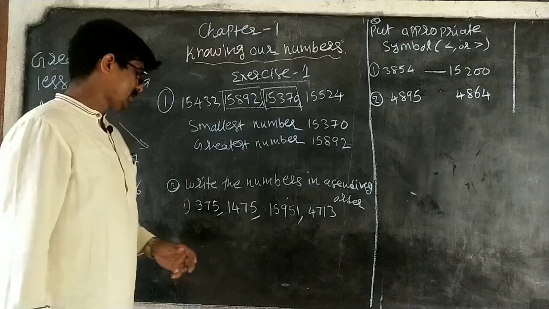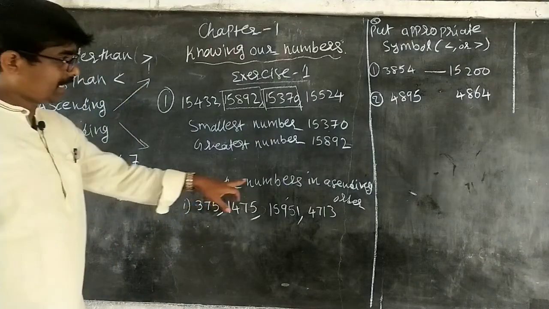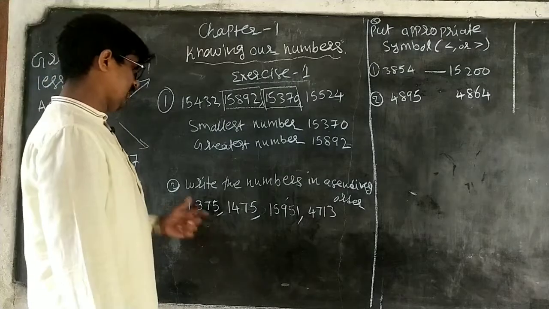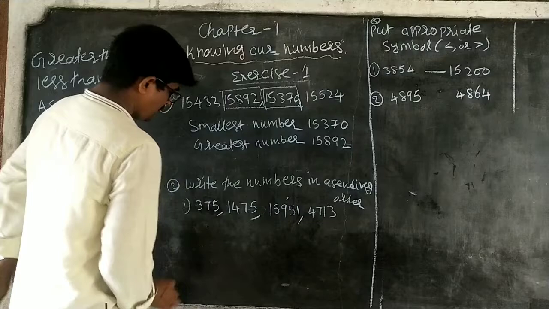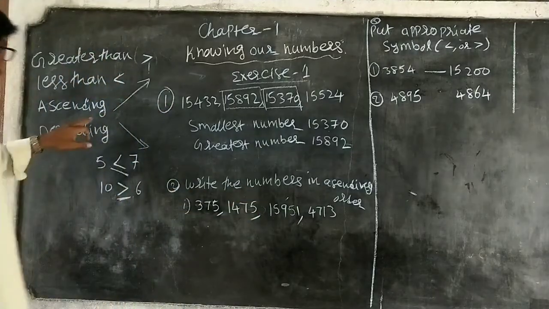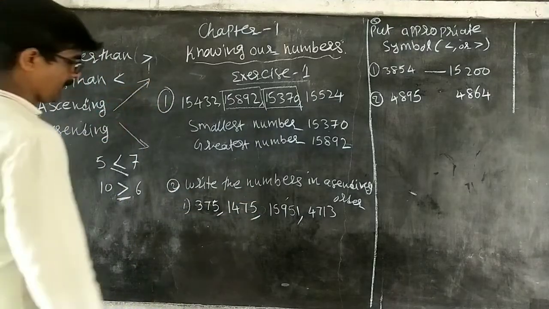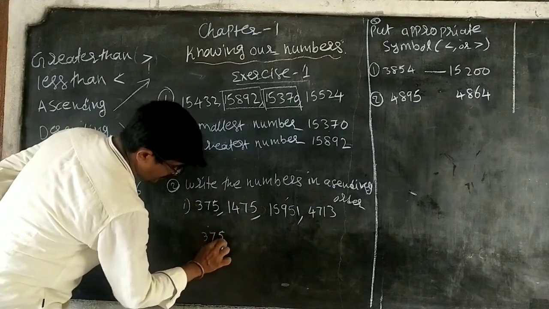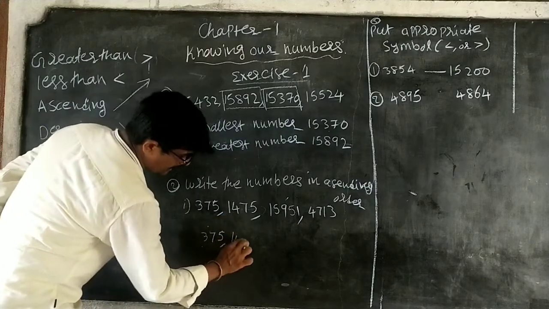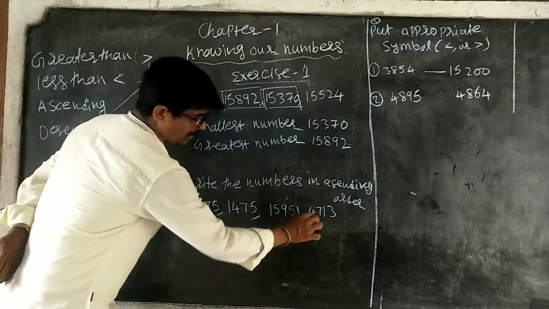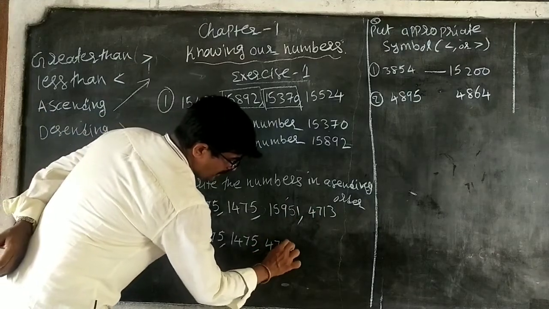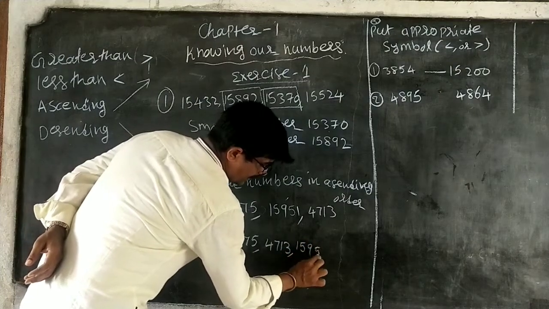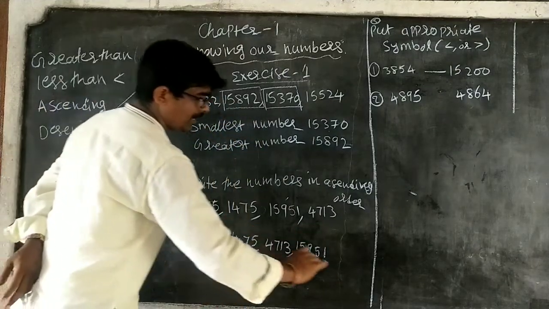Next, the second bit. What do we have to do? Write the numbers in ascending order. Ascending means small to big. Already you know ascending means small to big. In this, which is small? First, 3,375. Second, 1,475. Third one, 4,715. Next, 15,951. This is the ascending order.